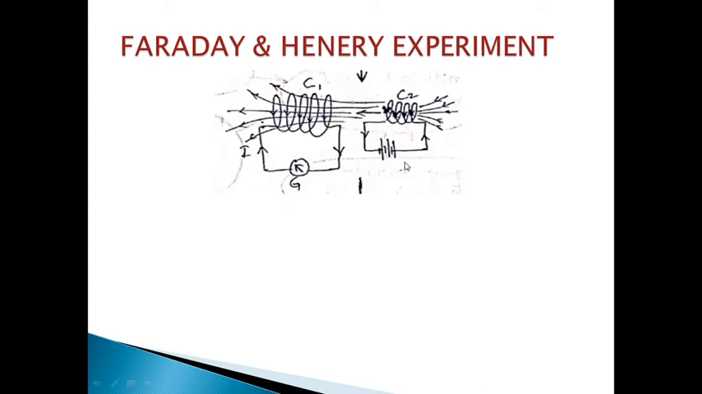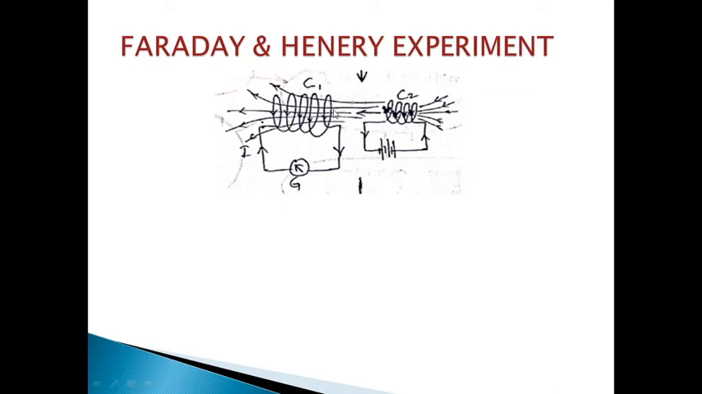In coil 2 there is a battery, so there will be current in this coil. Now he observed when the coil is moved towards this first coil, there is deflection in the galvanometer, and when you move this coil away from it, there will be opposite deflection, and if you keep this coil at rest, there will be no deflection.